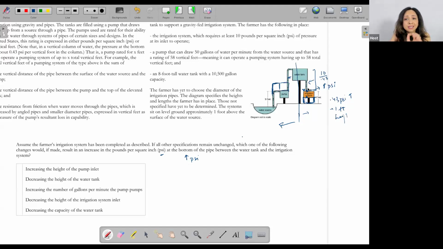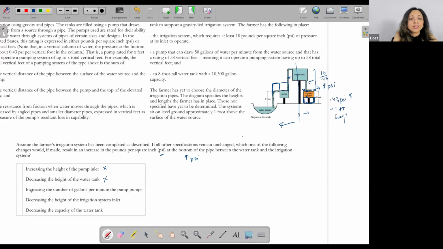The pressure at the inlet of the irrigation system is decided by how much water is above that particular point, right? What is the height of the water column? Okay, so this doesn't matter. Decreasing the height of the water tank. If my water tank comes down, that will reduce the pressure at the inlet pipe, because the greater the height, the more the pressure. So this is also incorrect. I want to increase the pressure at the inlet.